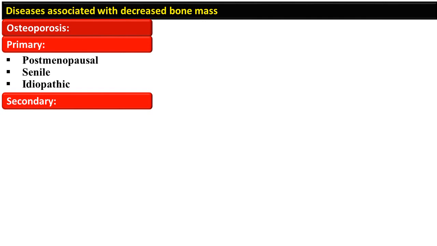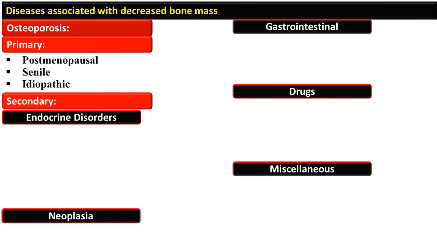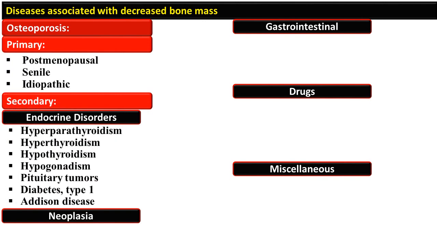So we have seen that secondary osteoporosis is the result of extra-osseous disorders, and there are many categories: endocrine disorder, neoplasia, gastrointestinal disorders, certain drugs, and miscellaneous causes. And when we talk about endocrine disorders, hyperparathyroidism, hypothyroidism, pituitary tumor, diabetes, and Addison's disease, all these are associated with osteoporosis.